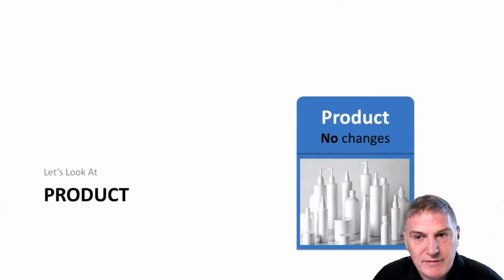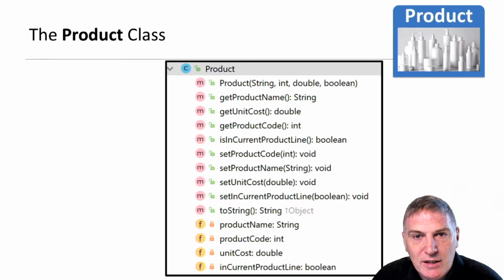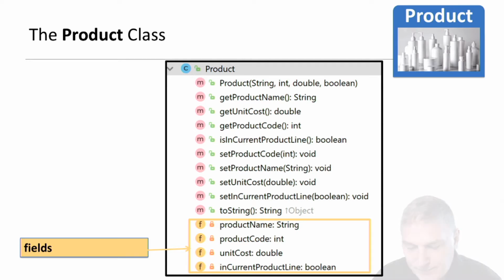Okay, so there are no changes to the product class, but it'll do us no harm to maybe take a look at that first. This will help us recap classes and object-oriented approach. So our product class, this is what it looks like within IntelliJ. We have fields indicated with the F. There are 4 fields. We have the product name, the product code, the unit cost, and whether it's in the current product line or not. In IntelliJ, the names comes first and the types come second after the colon.